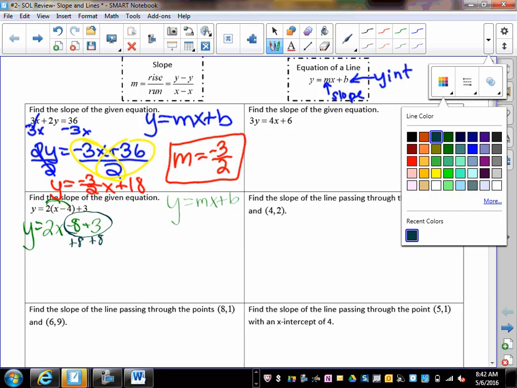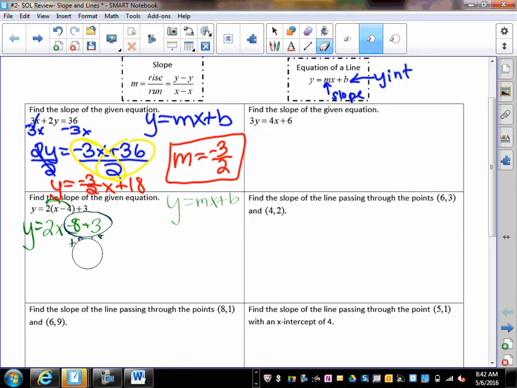Because if you were to suddenly add 8 twice to just one side of the equation, you have now no longer made it equal because you suddenly just added 16 to one side, but not the other side. So it's no longer equal. So we are doing the opposite here. We're just combining it. What would negative 8 plus 3 give me? Okay. So I have y equals 2x. All right, what's my slope here? 2. Very good.